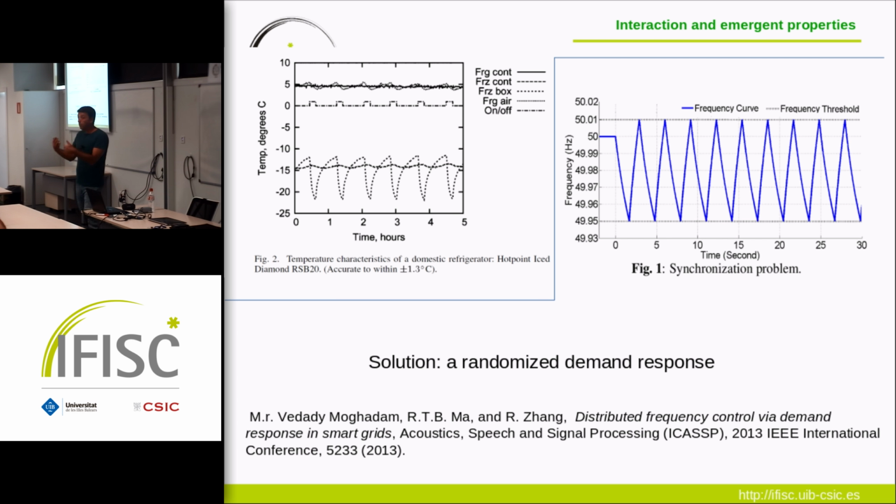Okay, so now we have a complex system. The devices see each other, in this case not directly, but through the frequency. Because if a device switches on, the frequency goes down, and the action of the next device will depend on the others. So we have interaction here, and collective behavior may emerge. In particular, one of the problems that may happen is that you may have oscillations.